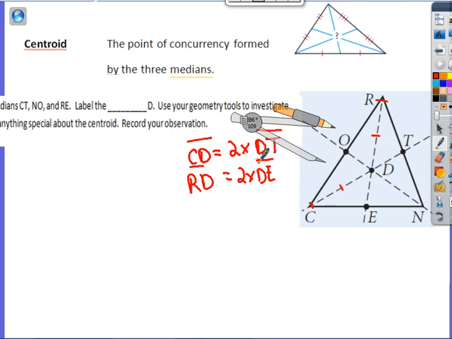So what you have is from the centroid to the side, that's DT, from the centroid to the side, is half the size of from the centroid to the vertex. And this is true on every line. From the centroid D to the side, which is point E, is half the length of from D to R. And that's true of all your sides. And you can use your ruler or a compass to show that that is true.